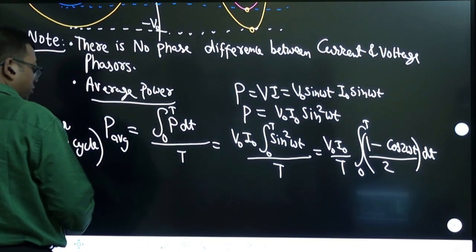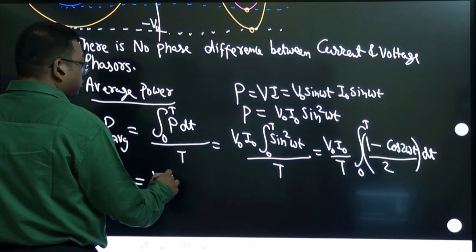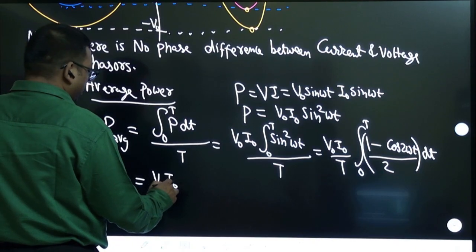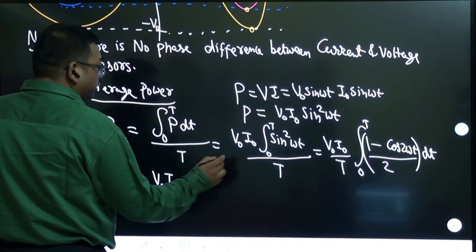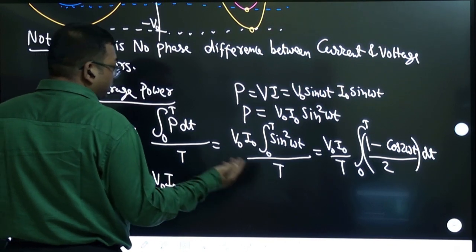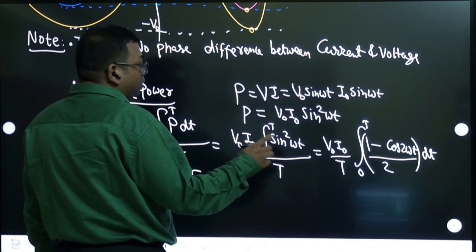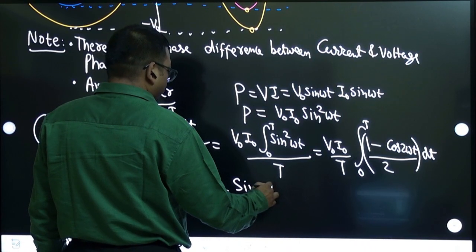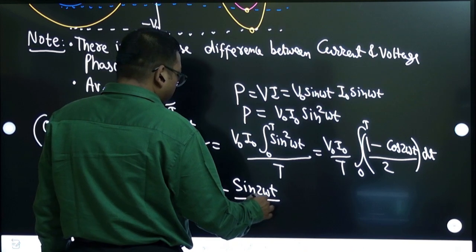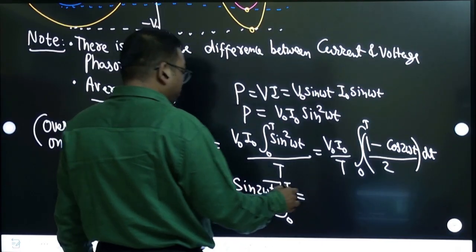Let us do this integration. V naught I naught by 2 I will take out. Then integrate 1. You can break this, but 1 integration we know it is t. Cos integration gives us sine, and this 2 omega gets divided, 0 to t. Let us substitute the upper limit.